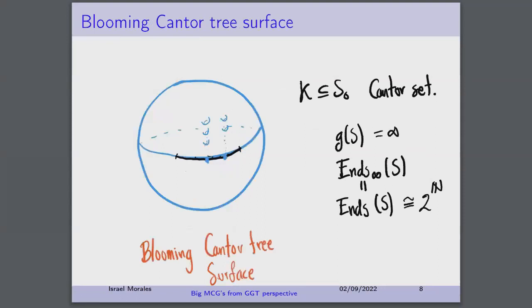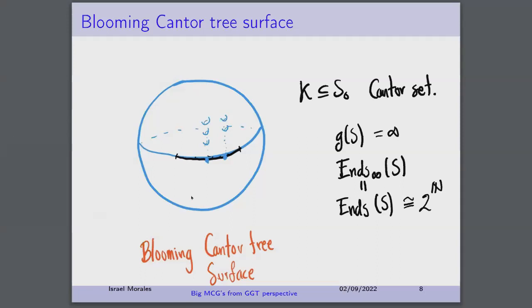And last, finally, we have the blooming Cantor tree surface. That is simply the Cantor tree surface decorated with genus everywhere. That means we declare that all the ends of the Cantor tree surface are accumulated by genus. Okay, so those are some examples to have in mind.